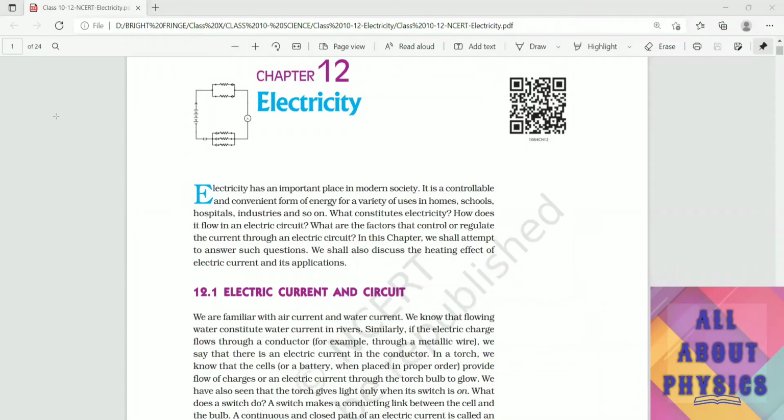Let's start the chapter electricity today and we'll cover this chapter from NCERT. So I'll suggest you to open your book for better understanding of the concepts.